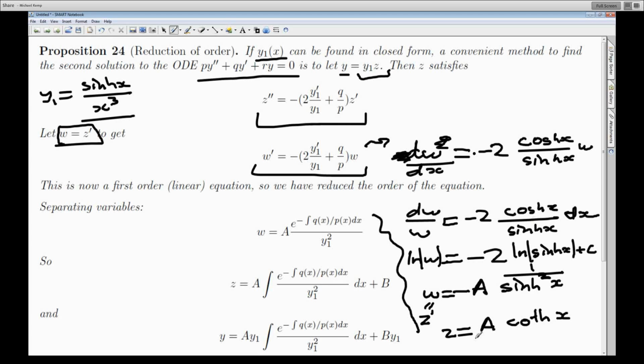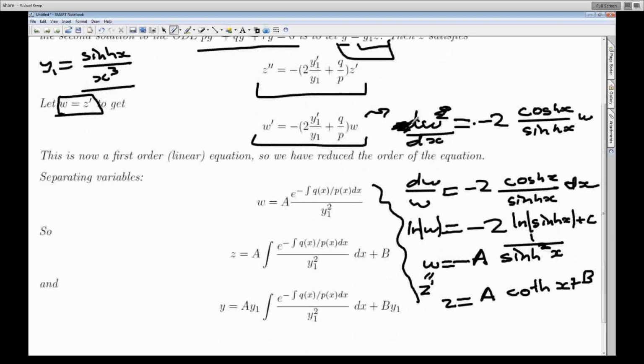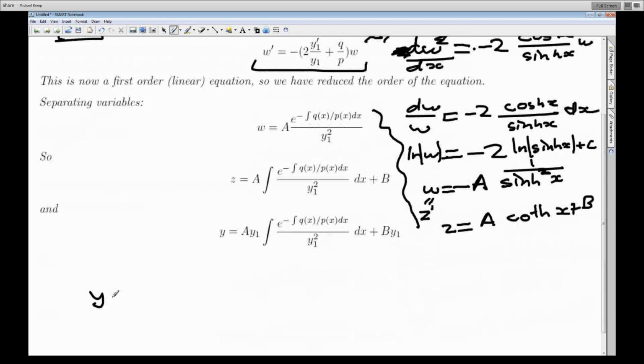So you quickly get that z equals a cotangent x, but when you're integrating that, you have another constant, so say plus b. And then lastly, as I said at the top here, our general solution y is equal to y1 times z, so times this expression here.